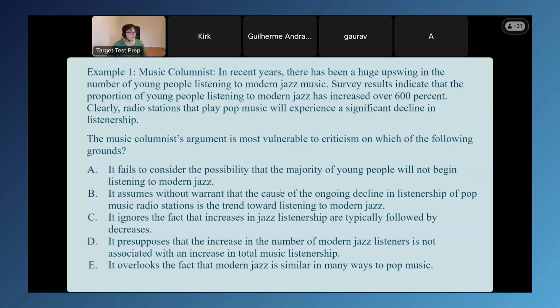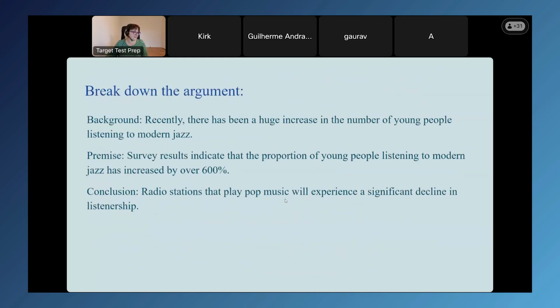And E overlooks the fact that modern jazz is similar in many ways to pop music. It does overlook this fact, but this is not a logical flaw. So our best answer is D.